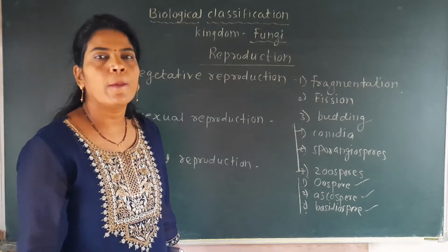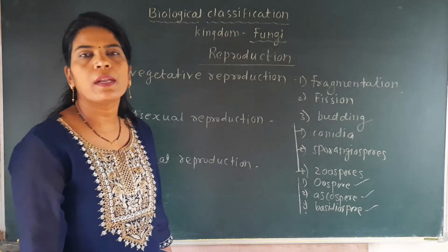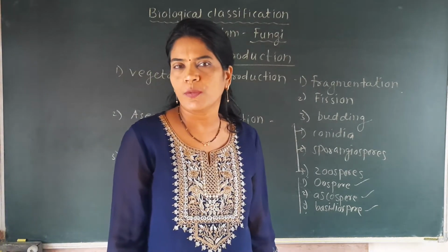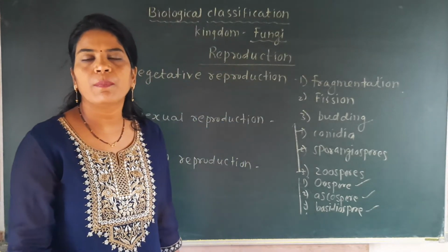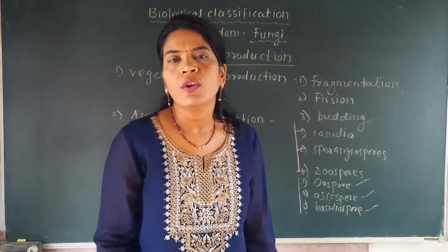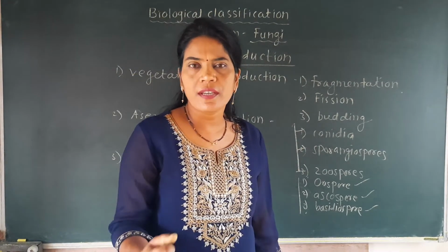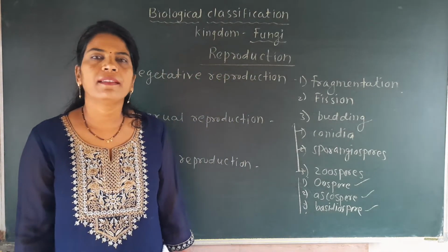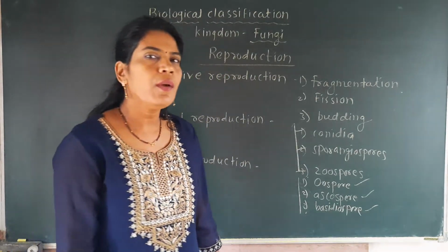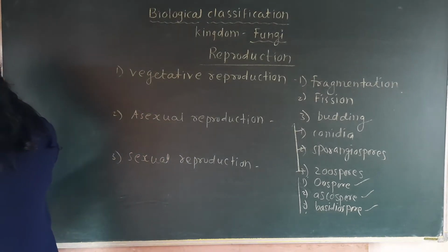So you should know the sexual reproduction takes place with the help of oospore, ascospore and the basidiospore, and the vegetative reproduction takes place by budding, by fission and by the fragmentation method. So this is about the reproduction which is generally found in the fungi by the three types of the reproduction. Now the one important point is there, that is called as the fruiting bodies.